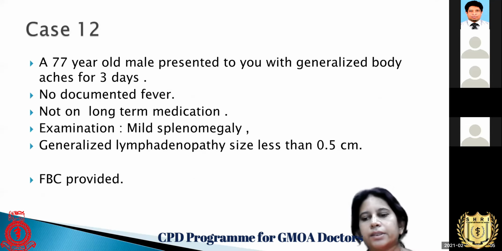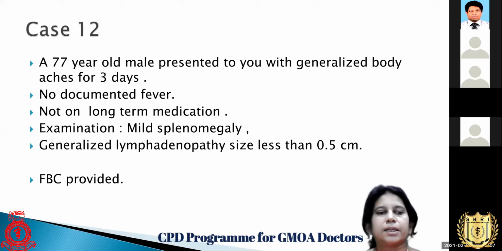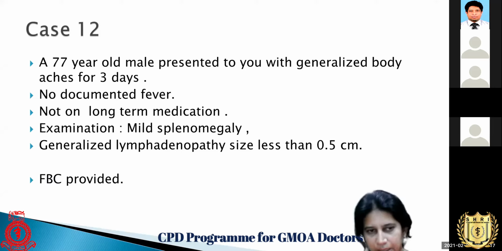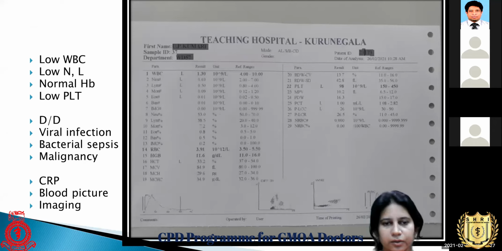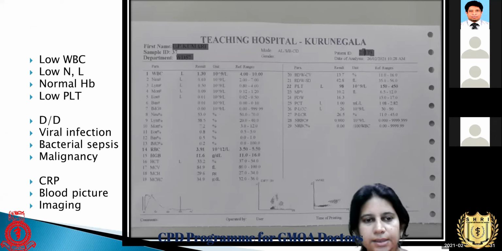Okay, case number 12. A 77-year-old male presented to you with generalized body aches for 3 days, no documented fever, not on long-term medication. On examination, mild splenomegaly, generalized lymphadenopathy, but not significant, less than 0.5 centimeter. And you are provided with a full blood count. I hope you can see this. I'll just read out the figures.